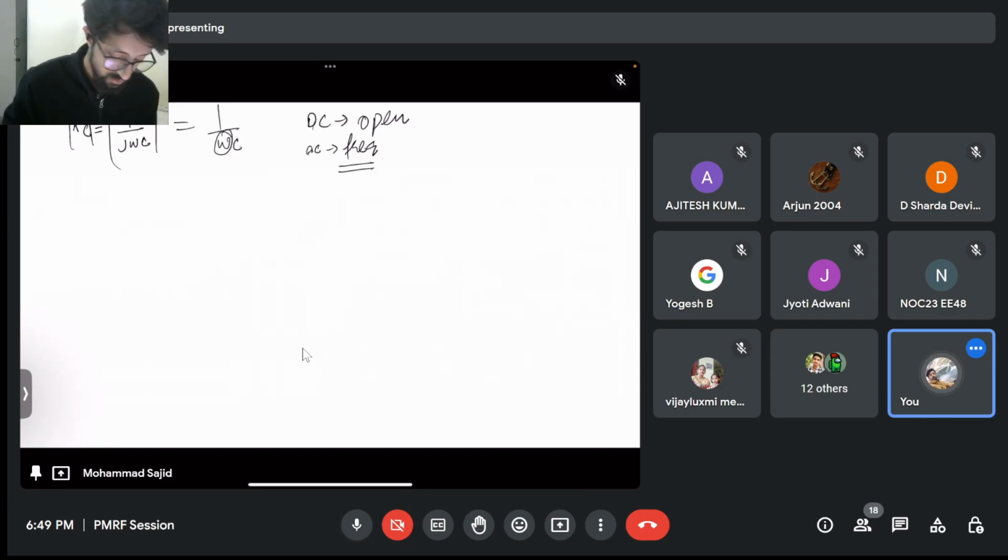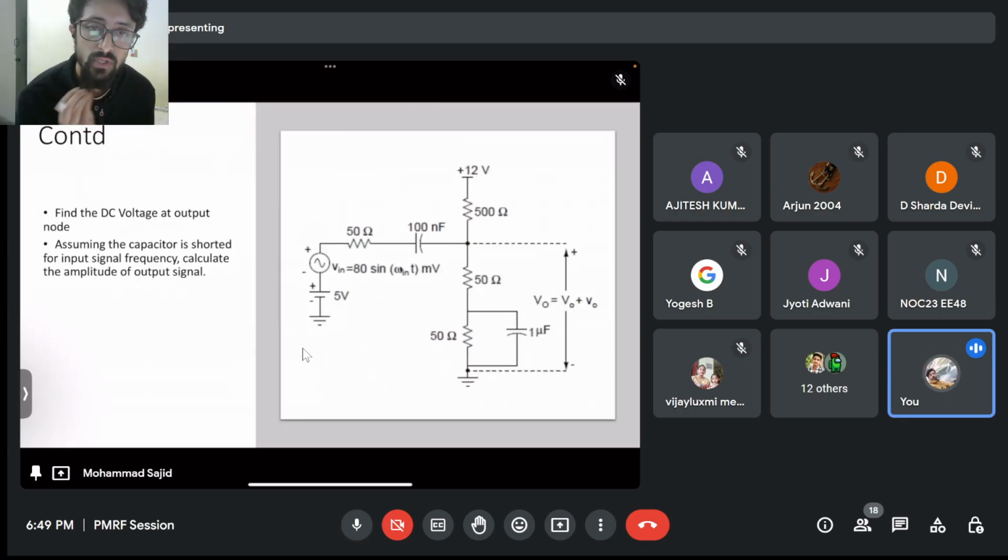The question was to find a DC voltage. First let me put another question. What is the equivalent circuit? And how do you make an AC equivalent circuit and a DC equivalent circuit? Do you know about that? If we have to make an AC equivalent circuit of this total circuit, what will be the step you will take?